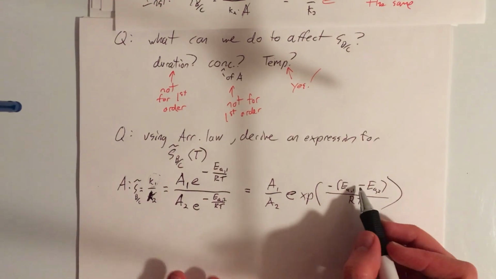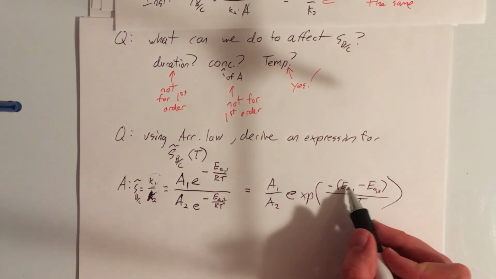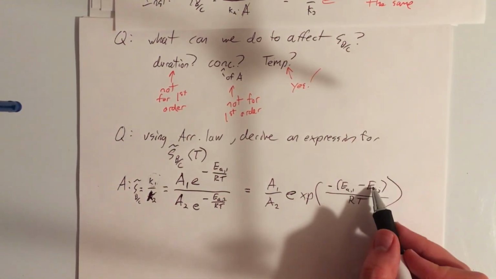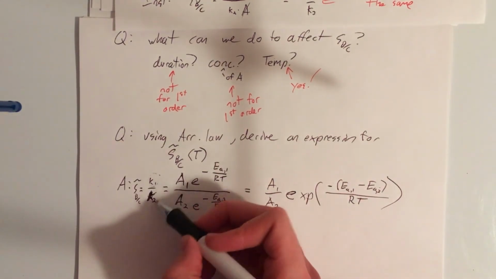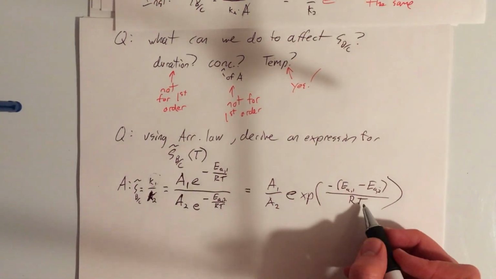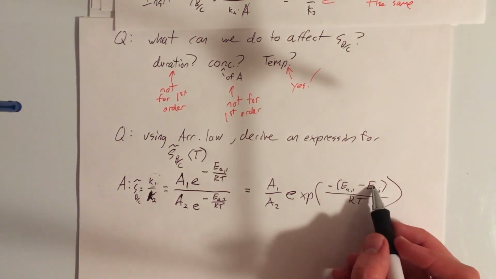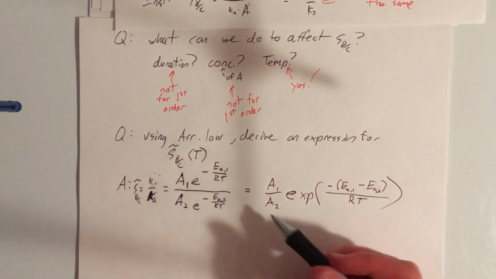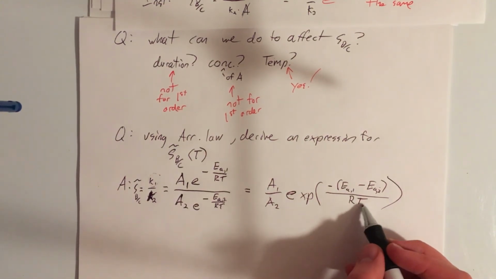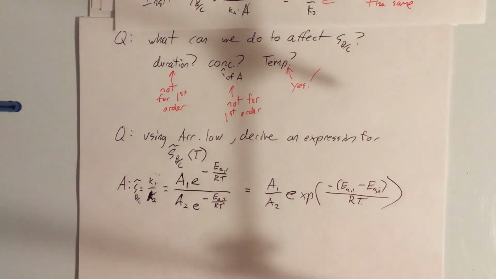Based on the differences in the activation energy, we can expect to affect the ratio of Ks. And we can influence the degree to which this difference of activation energies influences this overall ratio by turning the temperature on our reactor up and down.